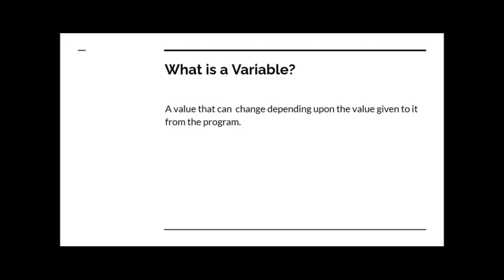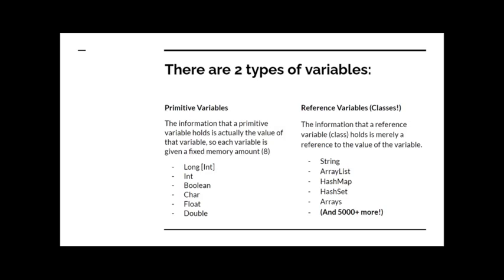So, what is a variable? A variable is a value that can change depending upon the value given to it from the program. Variables are very useful throughout programming, and quite frankly, I'm not sure you can get too much done without them. So let's look at the two types of variables. We have primitive variables and reference variables.